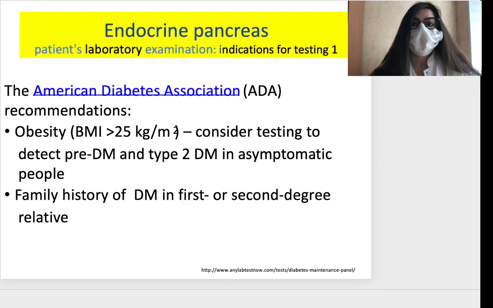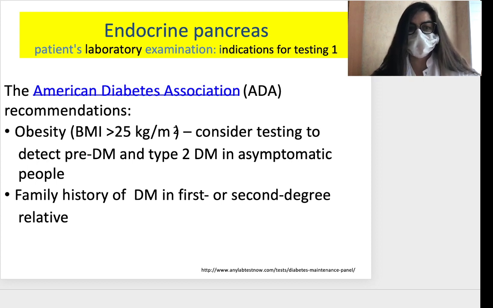Okay, indications for testing for diabetes mellitus. According to the American Diabetes Association, it is the most important diabetic association in the world, and most countries use the recommendations of this association. What are the indications to test for diabetes mellitus?